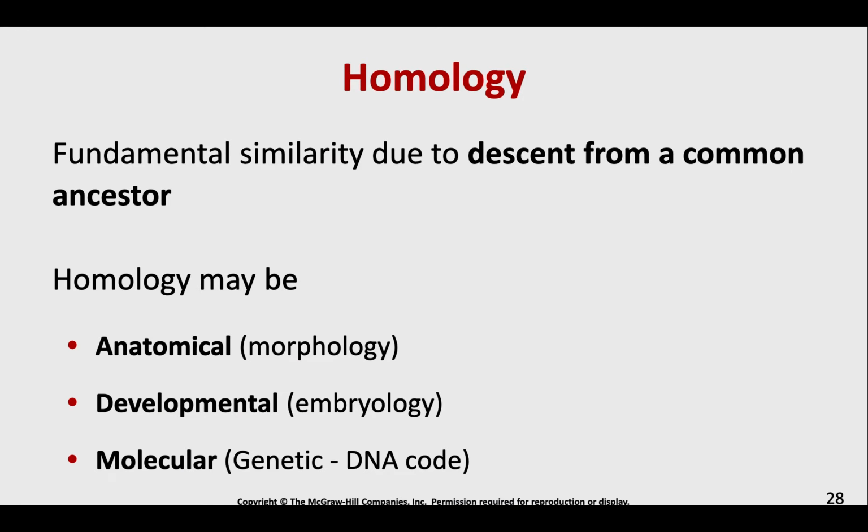All right, the last type of feature that we're going to look at that gives you evidence of natural selection is homology. Homology means fundamental similarities due to descent from a common ancestor. Homology might be anatomical in a structure that we're looking at. It might be developmental or molecular. Specifically, now that we have advances in technology, we see molecular homology a lot more now.